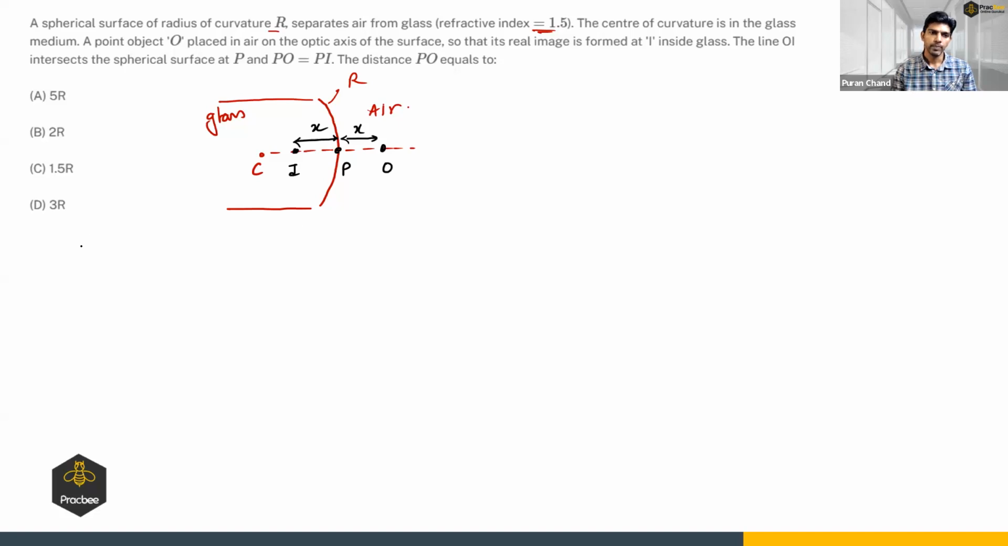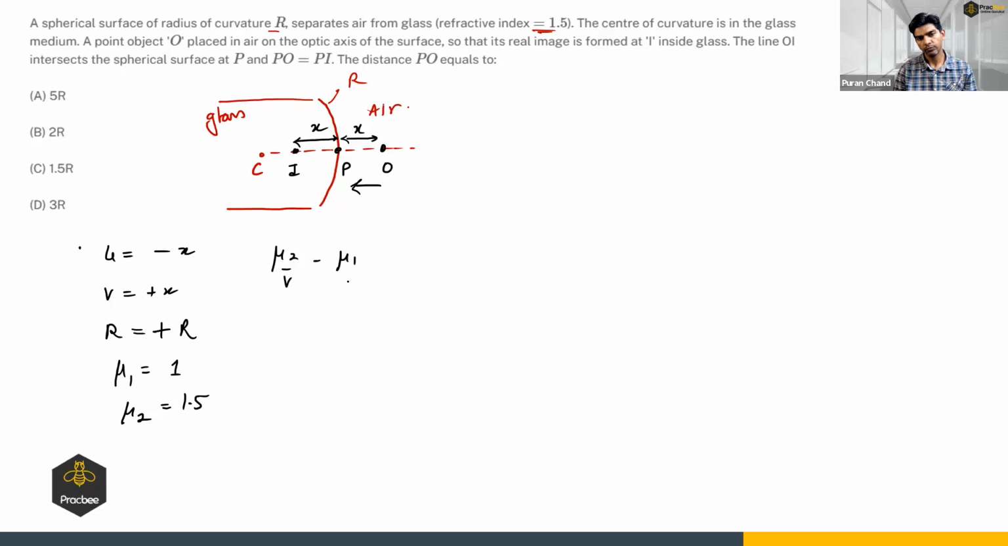So here what we can do, rays are going from right to left. So this is the direction of the incident ray. So U in this case will be minus X, V is plus X, R will be plus R, and mu1 is 1 and mu2 is 1.5. So we're going to use mu2 by V minus mu1 by U is equal to (mu2 minus mu1) by R.